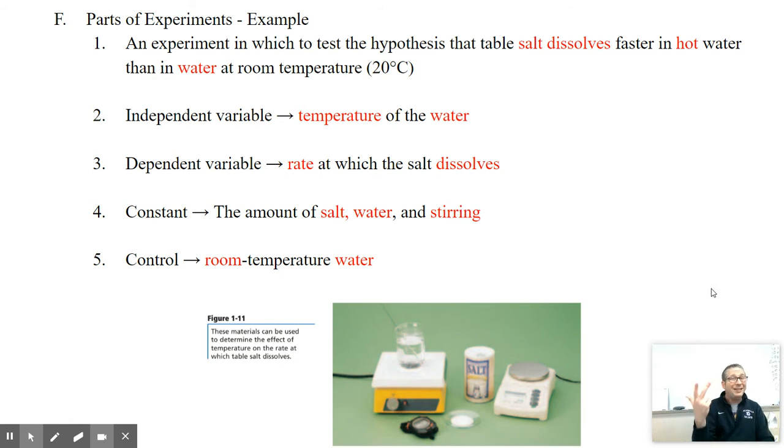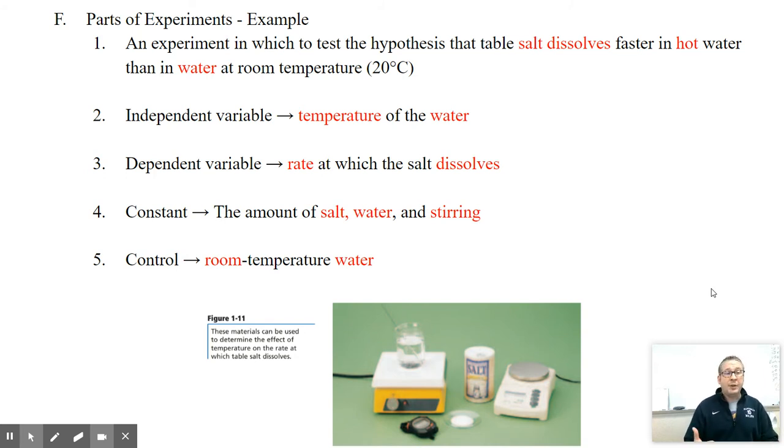Again, keeping as many things the same so we can pinpoint the exact cause of our result. Again, you don't want to change the amount of salt because the more salt you have, the longer it's going to take to dissolve. The less salt, the less time. Okay, the amount of water is also going to play an important role in how quickly the salt dissolves. As is stirring, agitating that water. Okay, that's going to play a huge role too.